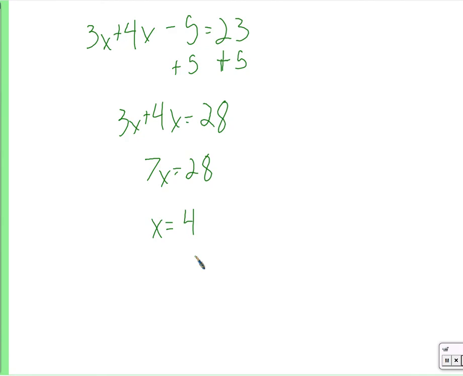Alright, so sometimes I'll combine like terms. Could I have done 3x plus 4x at the beginning, got 7x minus 5 equals 23? Sure, why not? That's another way to start.